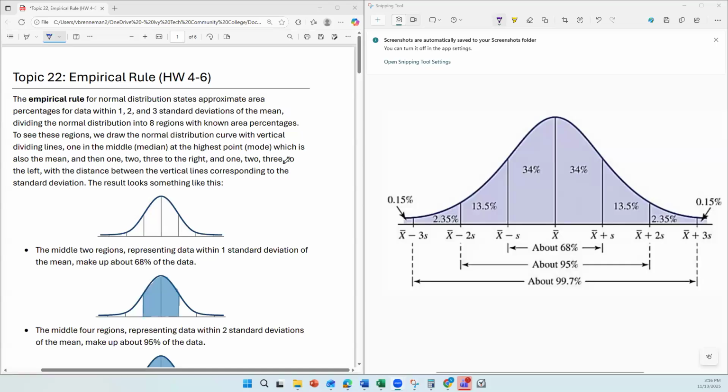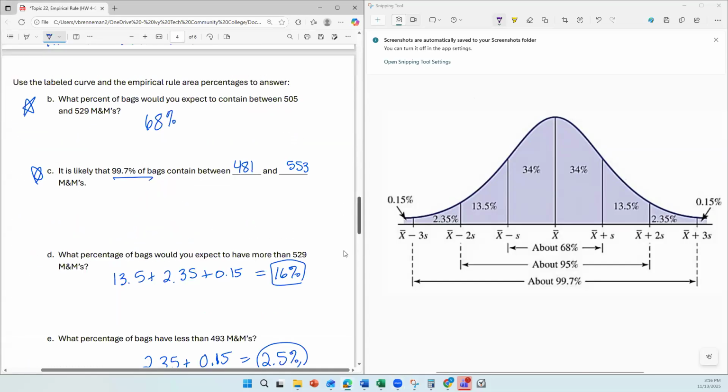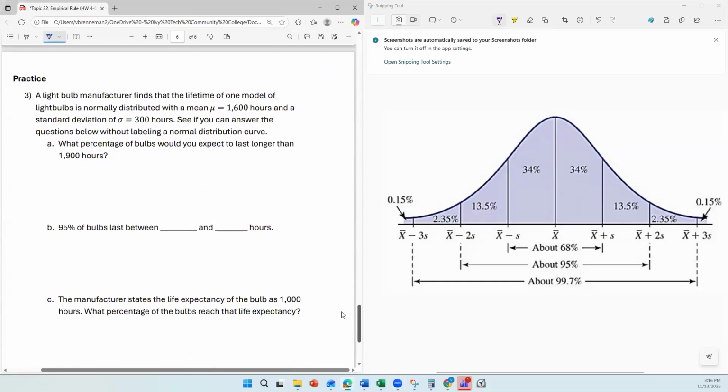This video is over topic 22, number 3, working with the empirical rule, where you're not necessarily looking at a curve, looking at potentially answering the questions. You could draw your own curve, or you could just look at or know the diagram.